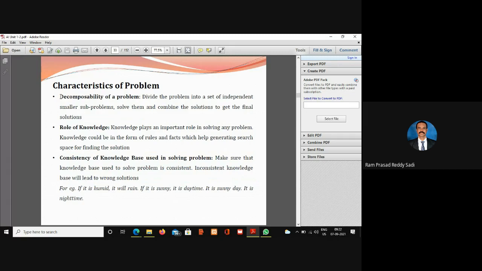A few more characteristics. Decomposability of a problem. That means you can divide it into smaller problems, which we normally call modularity, which you might have learned in your C language, where you divide a large program into smaller programs and call them functions. And the role of knowledge. Yes, in order to solve a problem, definitely the knowledge base is important in obtaining the solution.